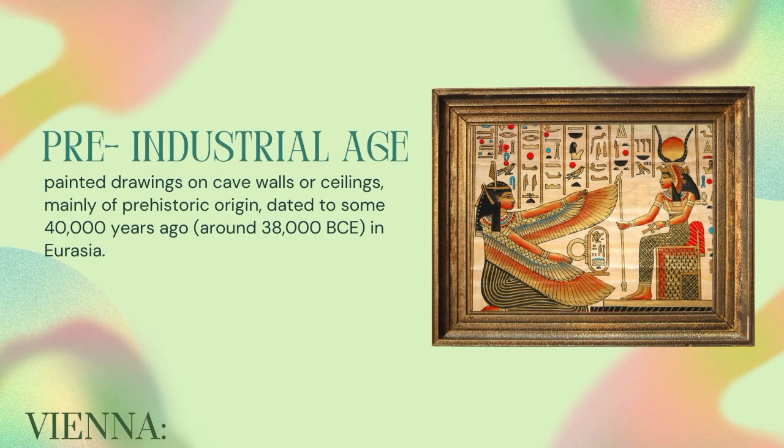Pre-industrial age. Painted drawings on cave walls or ceilings, mainly of prehistoric origin, dated to some 40,000 years ago, or around 38,000 BCE in Eurasia. The pre-industrial age refers to the period before the advent of modern mass media technologies. It encompasses the time before the Industrial Revolution and the subsequent developments in communication and media technologies that revolutionized the way information was disseminated.